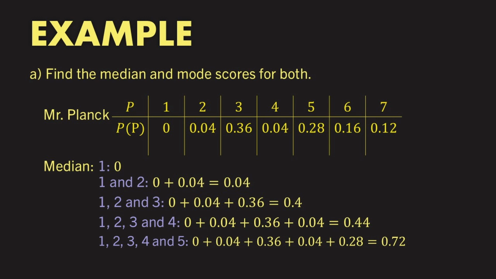So here we went over the 0.5, the 50th percentile. What this means is that if we put all the students in order, there's one of the ones that got a 5 that lands exactly in the middle of the list. So the median of the results for Mr. Planck is 5. If you're wondering whose students did better, it actually depends on what you choose.